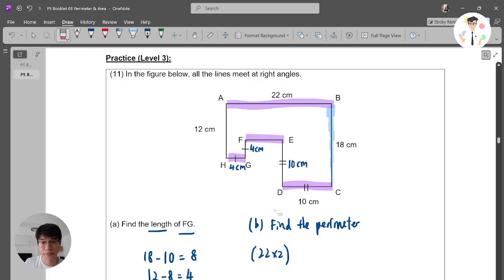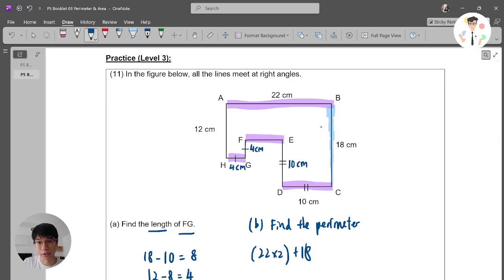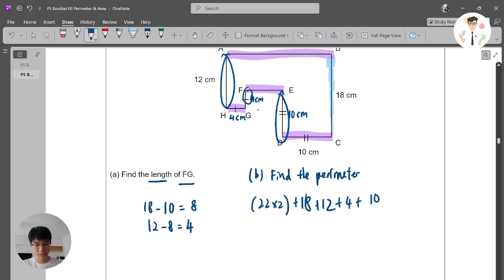18. I will plus 18, which is this part. Then I plus 12, which is this part. I plus 4, which is this part. I plus 10, which is this part. Then I think I have everything added in. So 22 times 2 plus 18 plus 12 plus 4 plus 10.